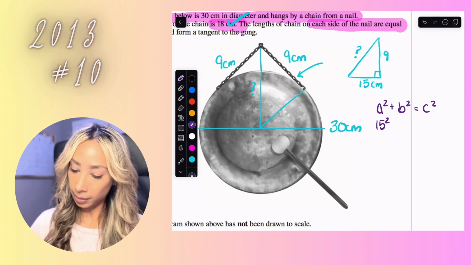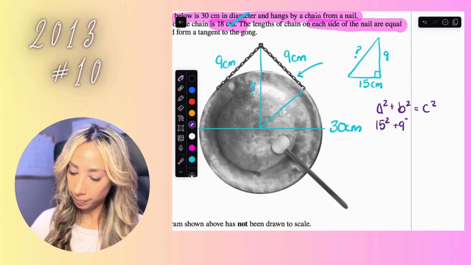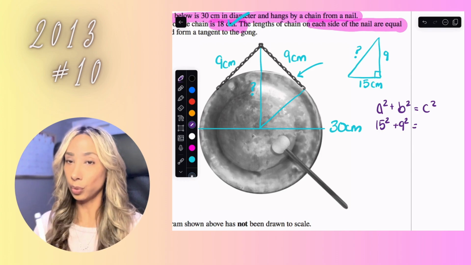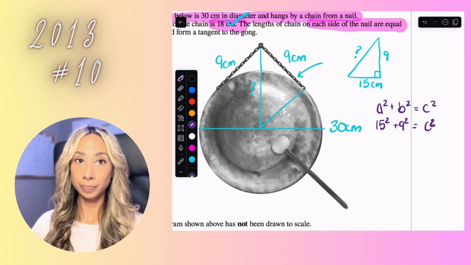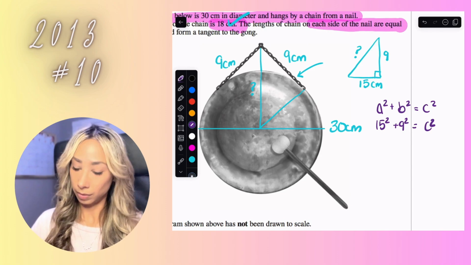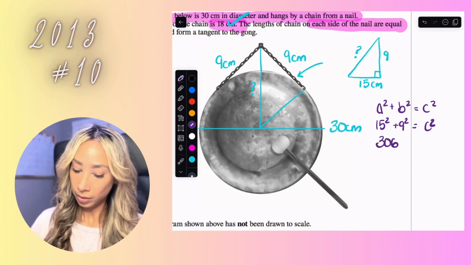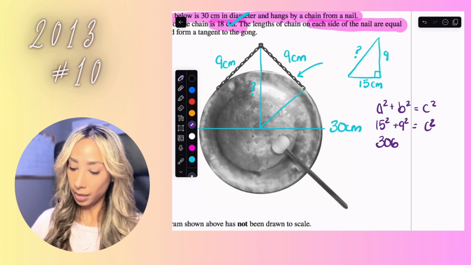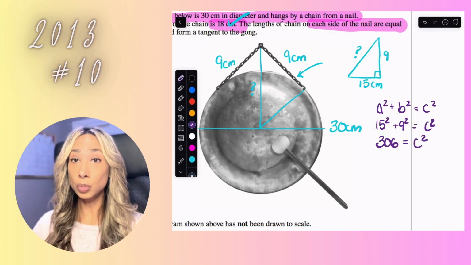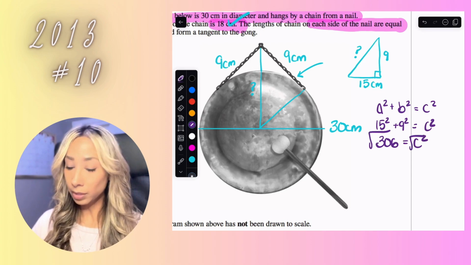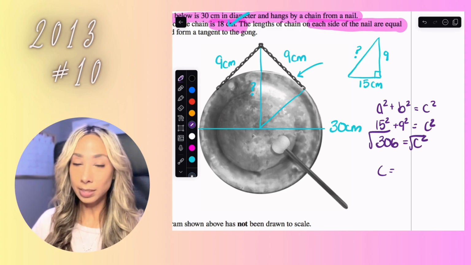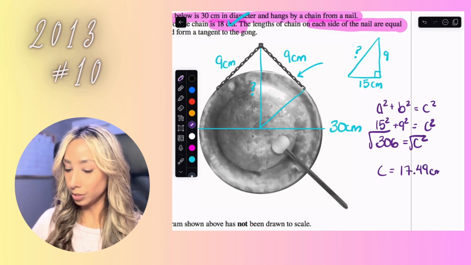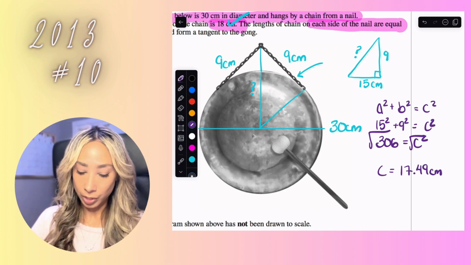Now remember, A and B can be switched out interchangeably. And our hypotenuse, the side on the diagonal, will always be C. We can't switch those ones around. So I just got 306 by squaring these and adding those together, and that's going to give me C squared. We then can take the square root of it, and you'd use your calculator to take the square root. So C is equal to 17.49 centimeters.